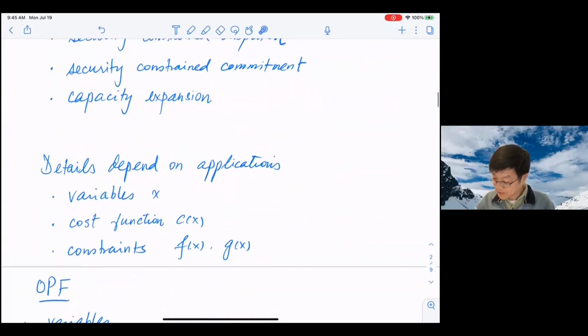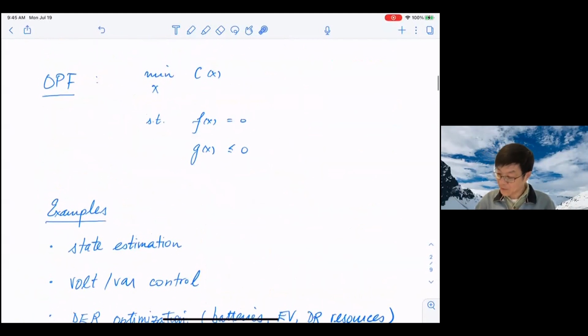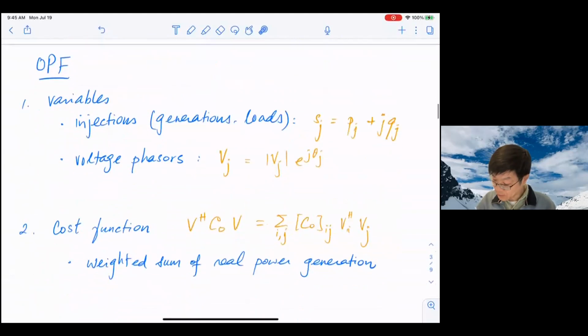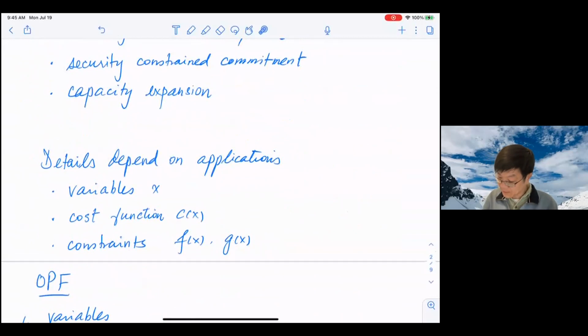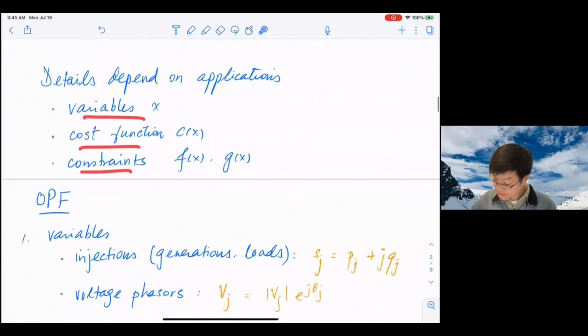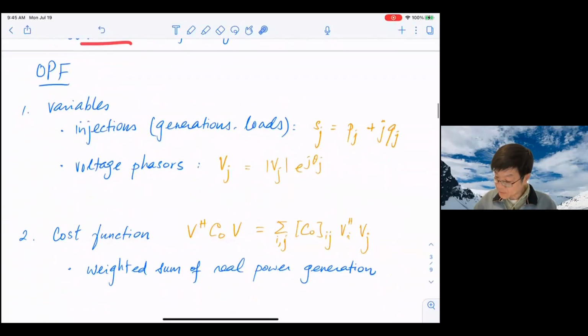The details depend on the application, and therefore, if we look at this form, there are three things. What are the variables? So what's controllable? What's the cost? And then the operational and power flow equation constraints. So it's the variable, the constraints, and also the objective functions. So let's look at each of them. And of course, all of these depend on the applications. So there are three: the variables, cost function, and constraints. So the variables, again, it depends on which power flow equations, the forms that you use.